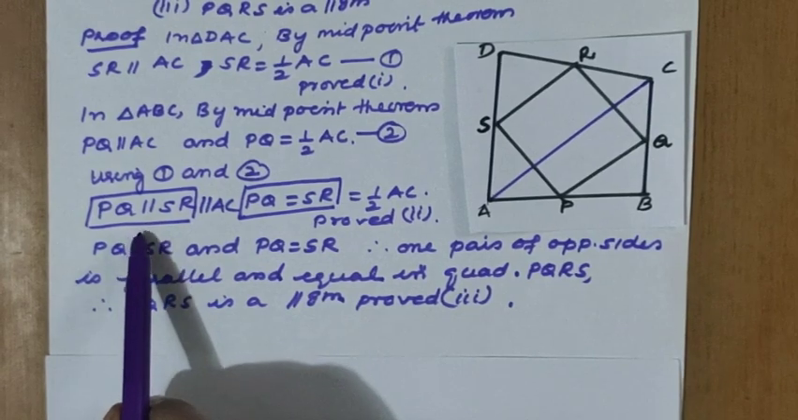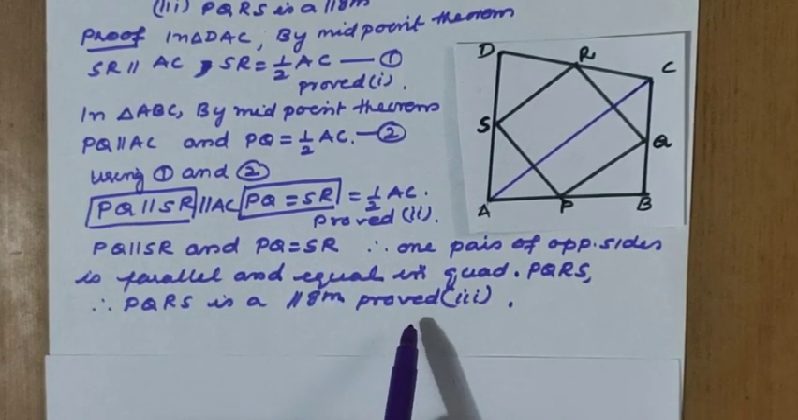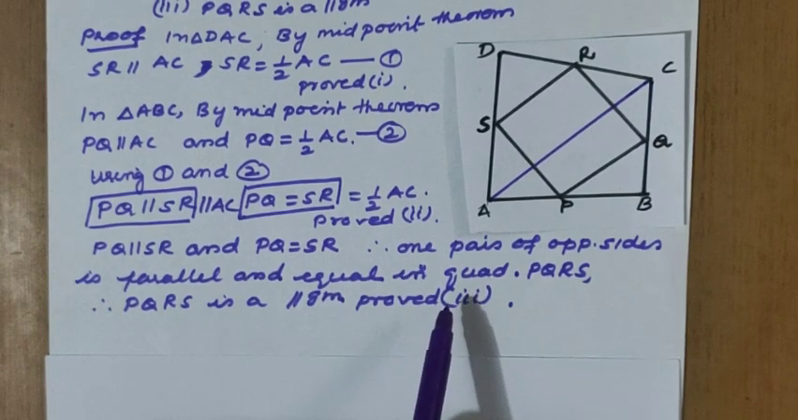What is the concept here? One pair of opposite sides is equal and parallel. Therefore, PQRS is a parallelogram. So we have got the third proof also.